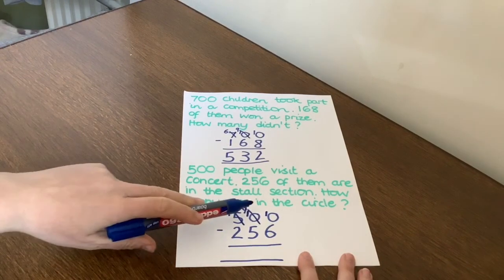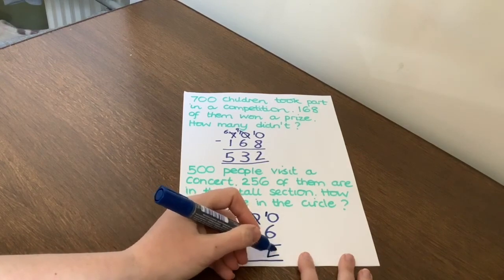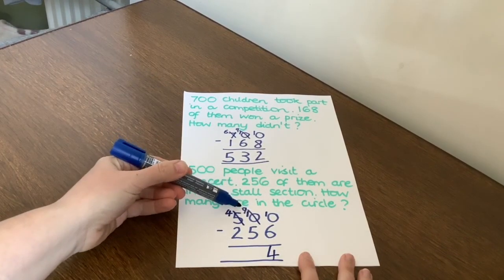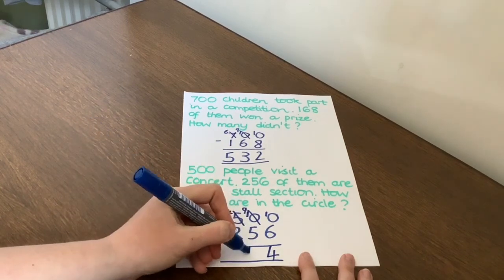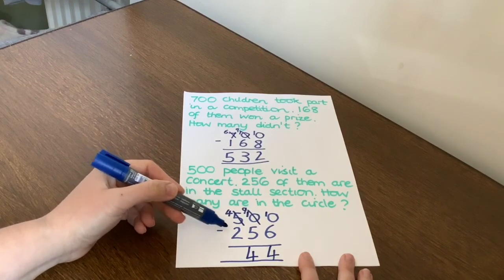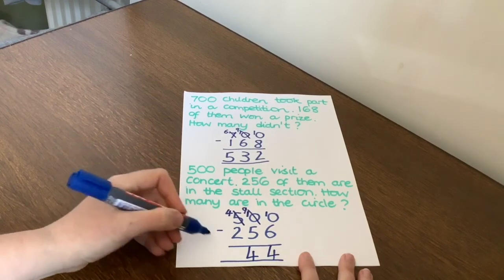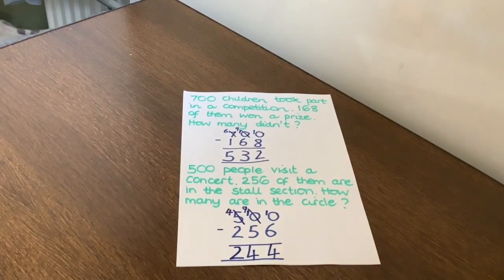So there's our 10 ones, subtract 6 of our ones. That's going to leave us with 4 ones. Then we have 9 tens. We need to subtract 5 of those tens. That leaves us with 4 tens, and then 400 subtract 200 will leave us with 200. So how many people were there in the circle? There were 244. You've done a really good job with subtraction. Well done.